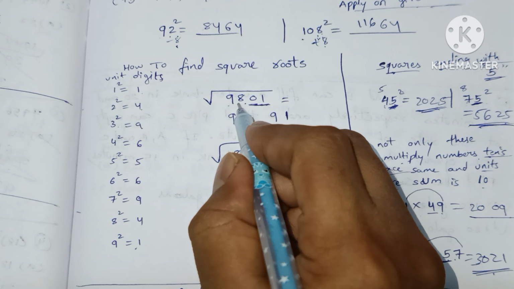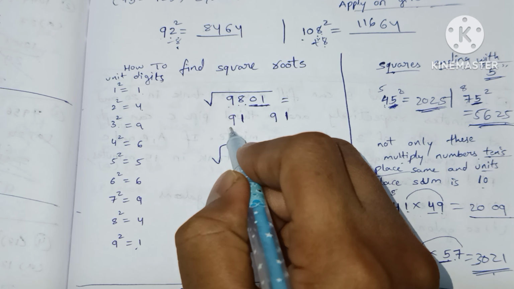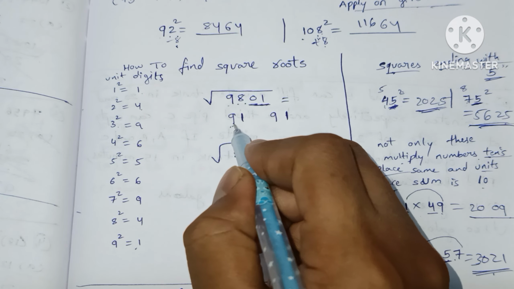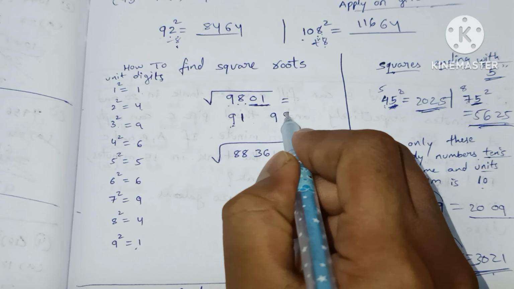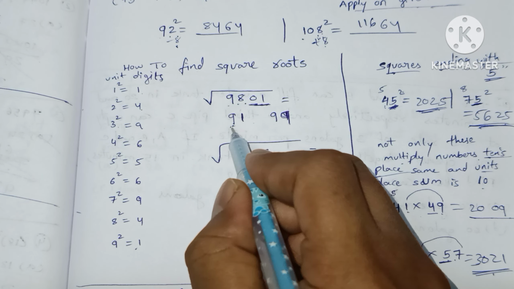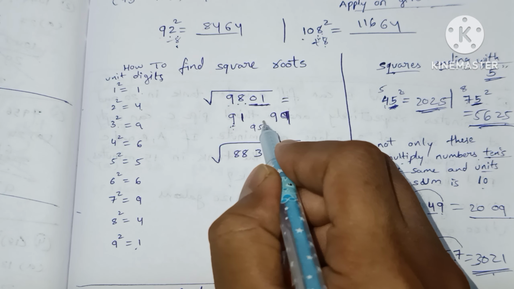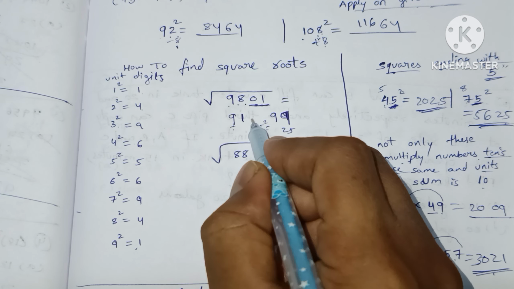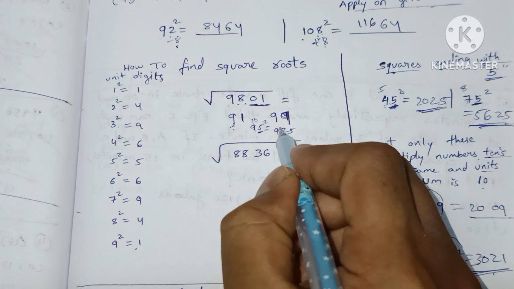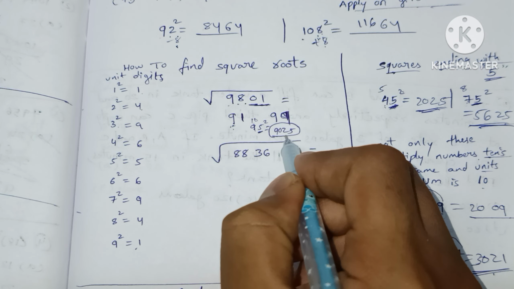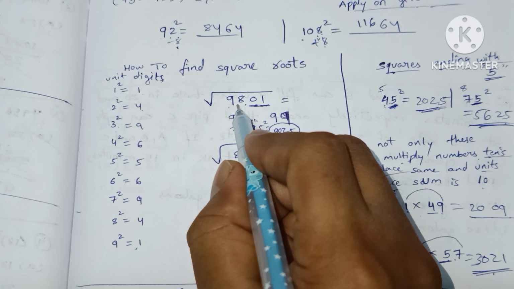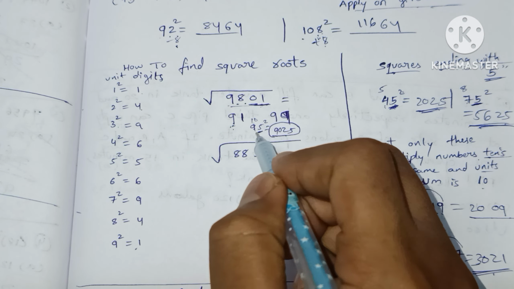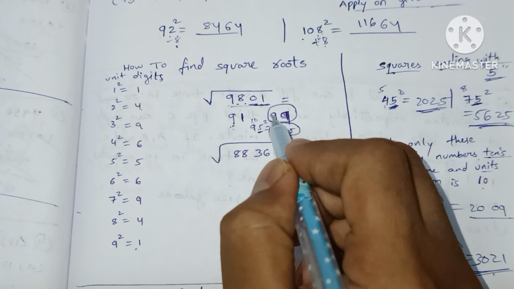100 is more than 98, so we'll take the number which is lesser than this number, so it will be 91 or 99. I already taught you how to find 95 square, which is ending with 5: 9 plus 1 is 10, 10 times 9 is 90, and then 25, so 9025. This number is greater than 95 square, so our answer will be 99.